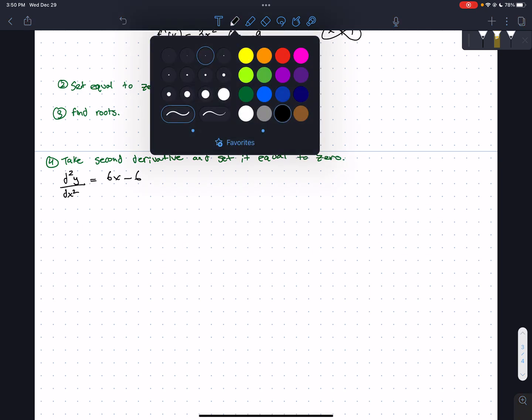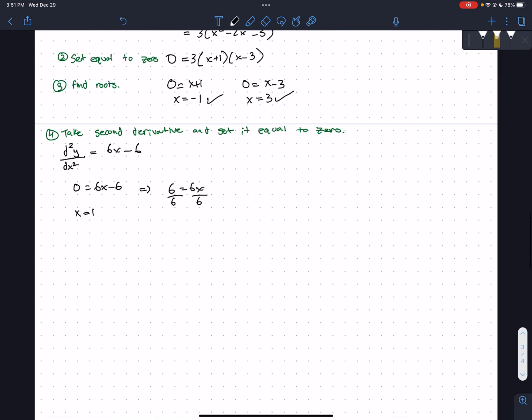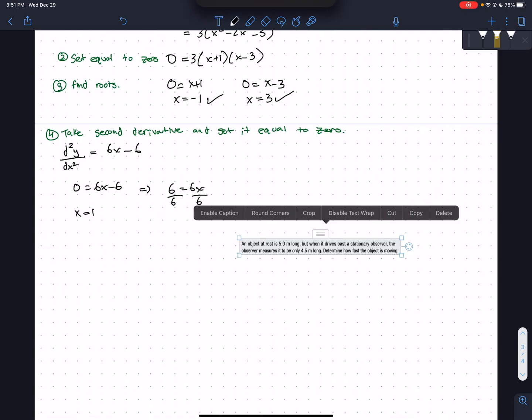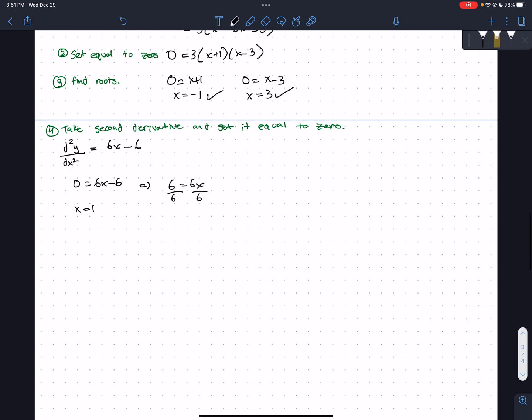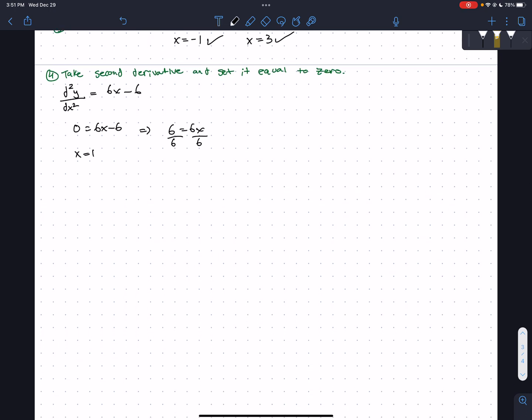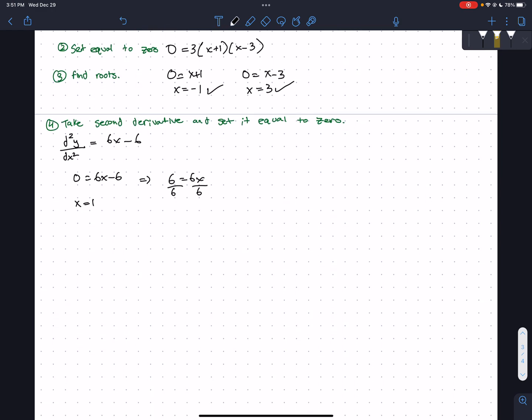Okay, so we're going to set it equal to 0, so 0 equals 6x minus 6. So then we're bringing the 6 to the other side. We're going to get x equals 1, right? And then x equals 1. Okay, so now that we know that x equals 1, we know that we have an inflection point at that point, right? So we have our two critical values, we have our inflection point.